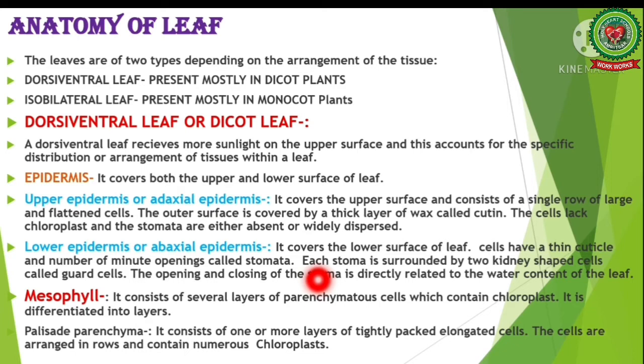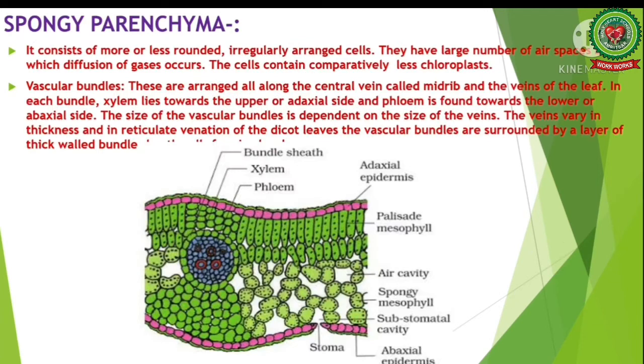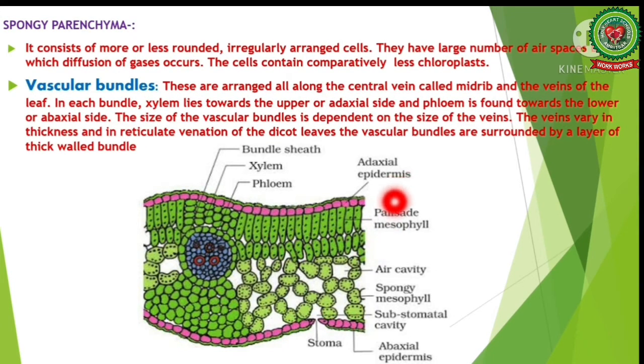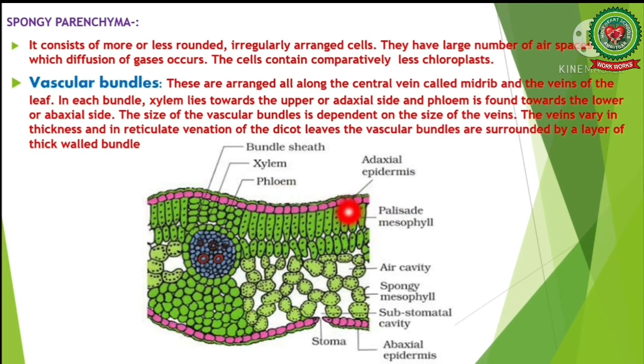First one is palisade parenchyma. Palisade parenchyma is present beneath the upper epidermis. It consists of elongated and columnar cells. You can see here in this diagram, these elongated cells are called palisade mesophyll. Palisade parenchyma is present beneath the upper epidermis. You can see here these green colored elongated cells.